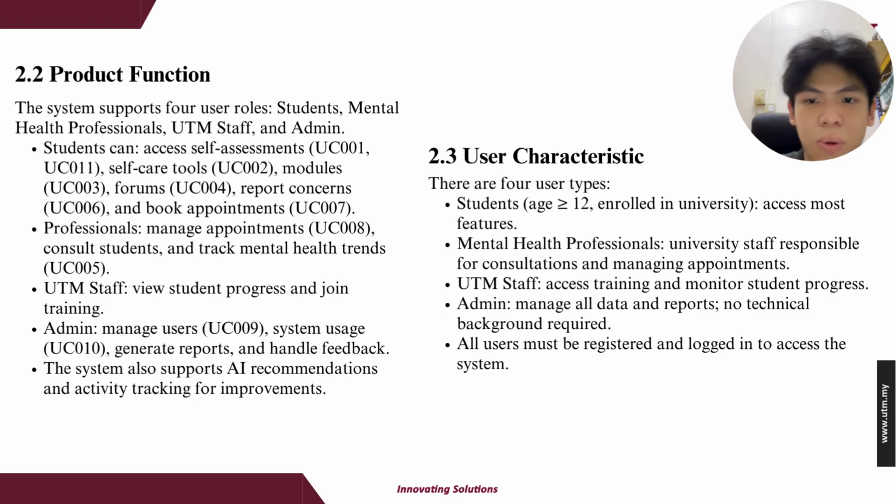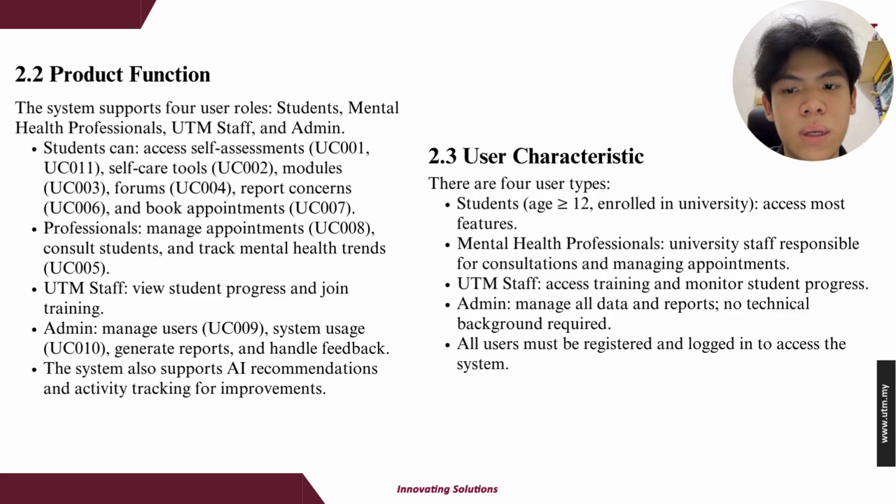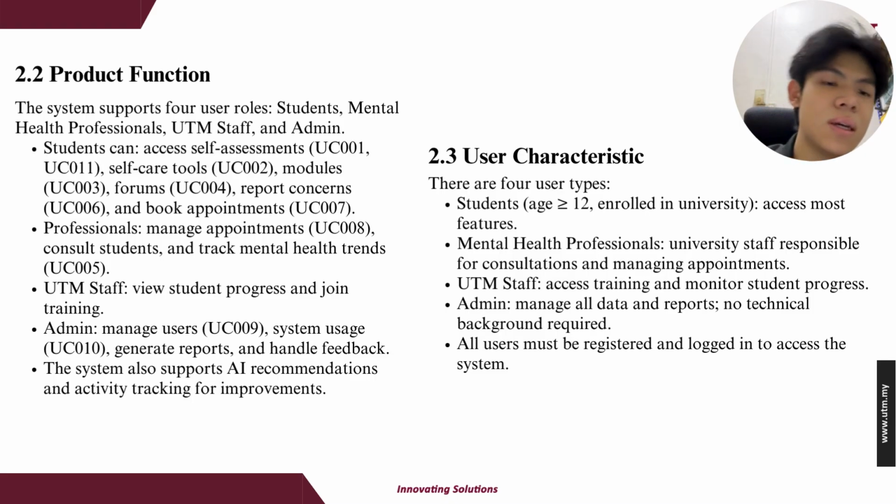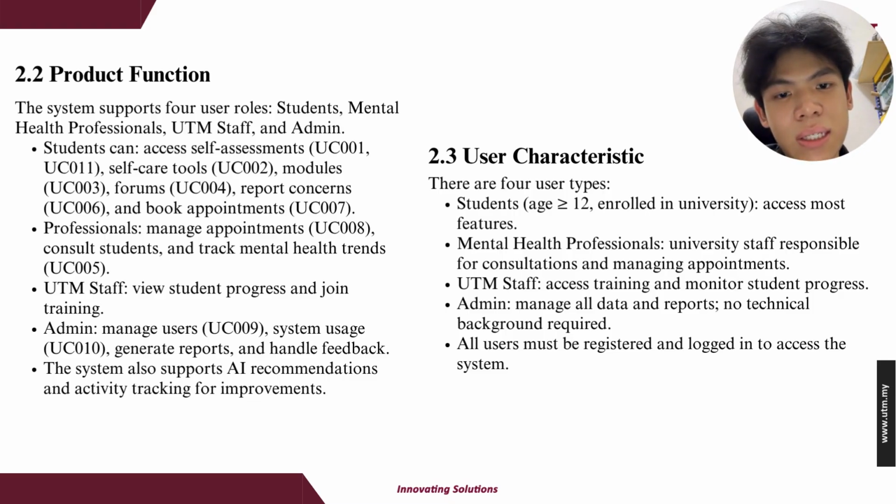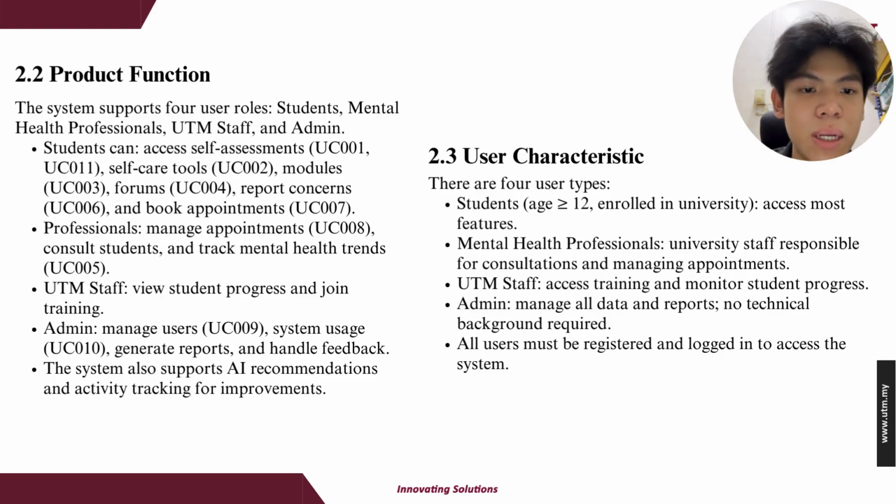The system also supports AI recommendation and activity tracking for improvement. And then the next one is user characteristics. There are 4 user types. First is the student, whose age is above 12 and who is enrolled in university, with access to most features. And the second actor is the mental health professional, which is university staff responsible for consultation and managing appointments.